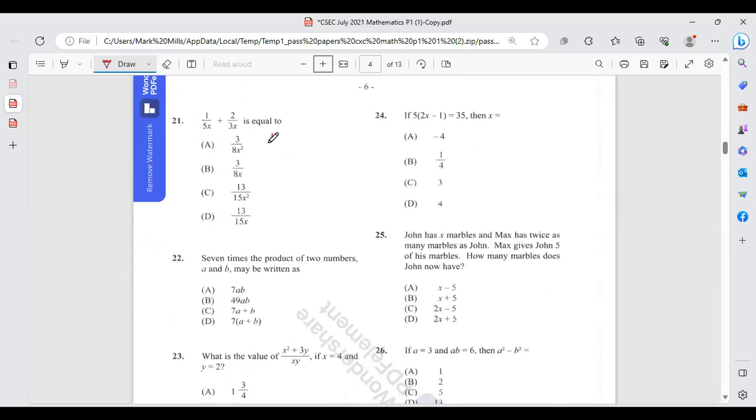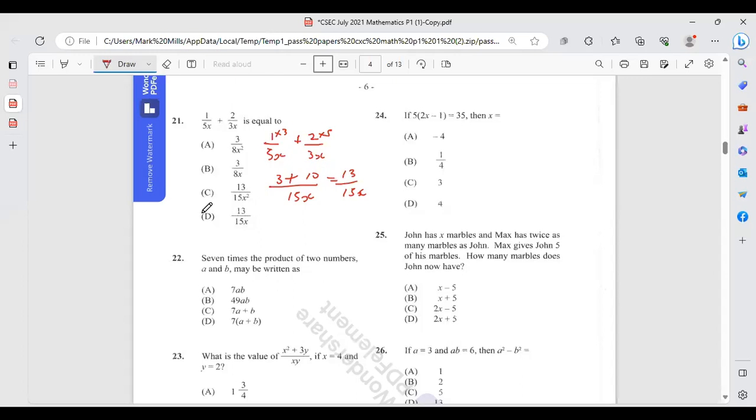One over 5x plus 2 over 3x. We find the LCM. What's my LCM? 15x. So 5x going to this gives me 3 times 1, that gives me 3, plus 3 going to this gives me 5, 5 times 2 gives me 10. So you get 13 over 15x. 5 into 15 goes 3 times. Which one looks like this?